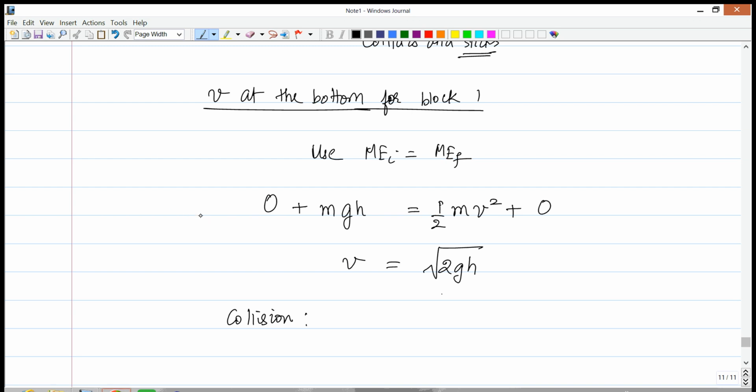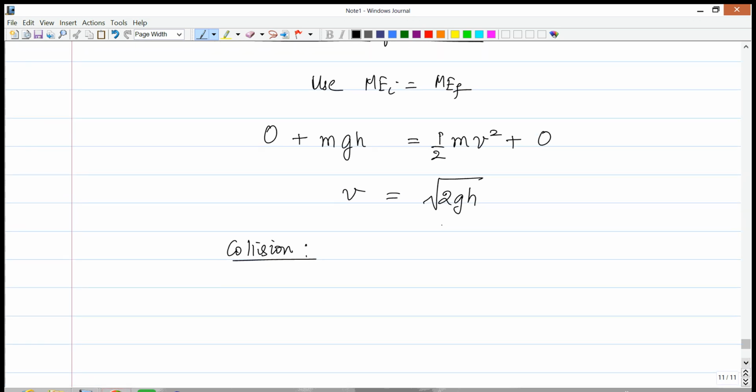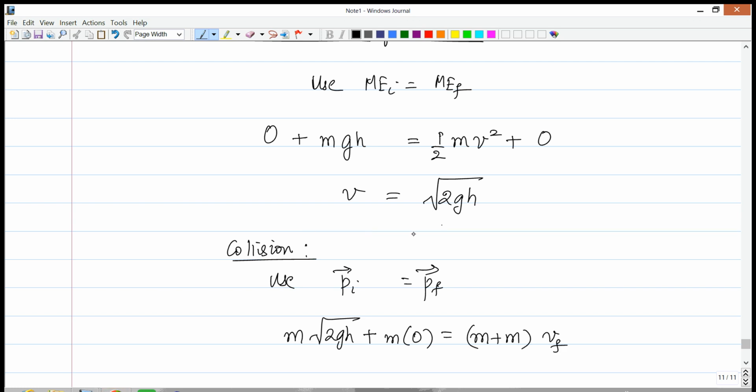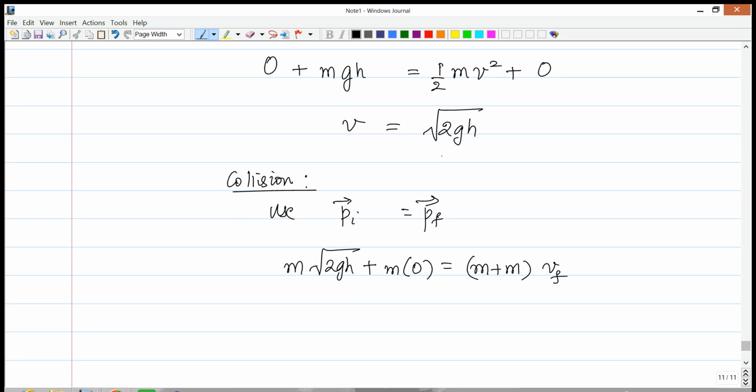Now let us look at the collision. The collision is a perfectly inelastic collision because they get stuck together, which means that p_i is equal to p_f. We can use that. Now let's write p_i. p_i in the beginning is simply block 1 multiplied by its speed, square root of 2gh, plus block 2 times 0 because it's at rest. And in the end, since they stick together, we have m plus m moving together with some speed v_f. Please make sure that you label them separately.